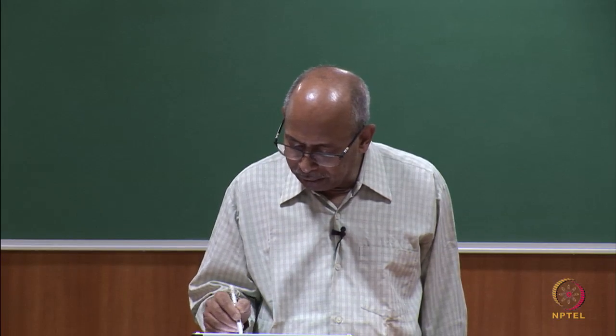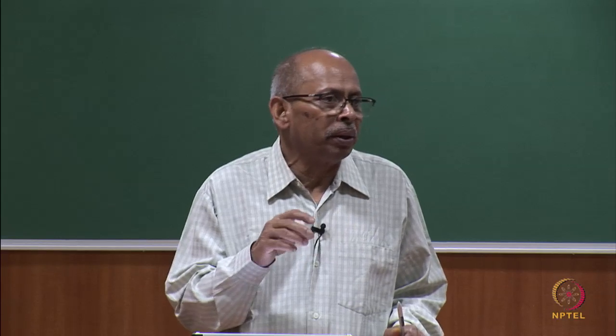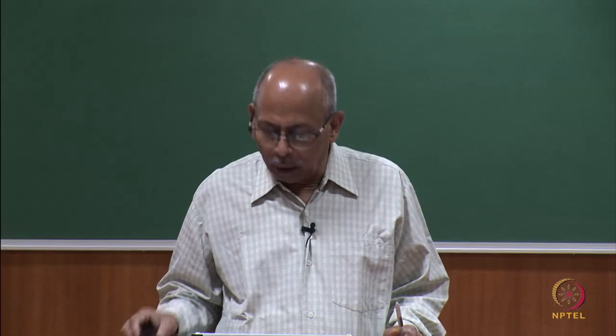For other application, a vertical cell is placed at corners on either side of the openings and at 2 to 3 meter spacing along the wall. So, for walls, you can have the corner, you can have a cell. So, you can actually innovatively put in reinforcement wherever you like by putting additional mortar or similar sort of thing, right, or grouts.